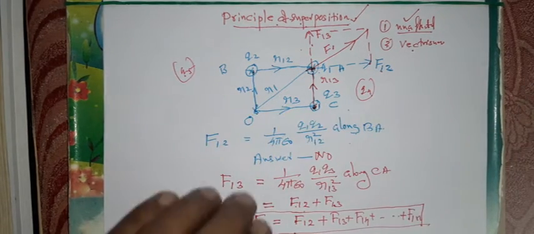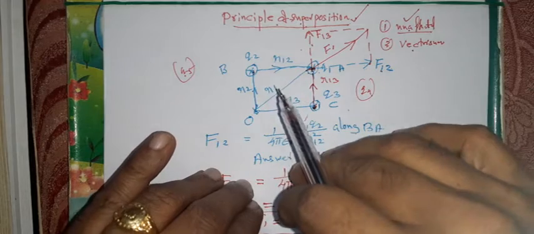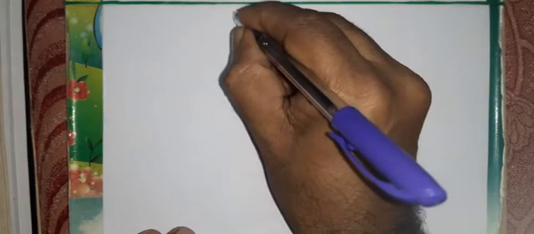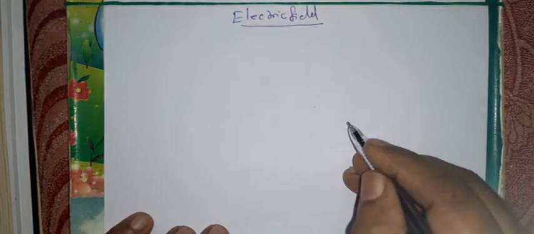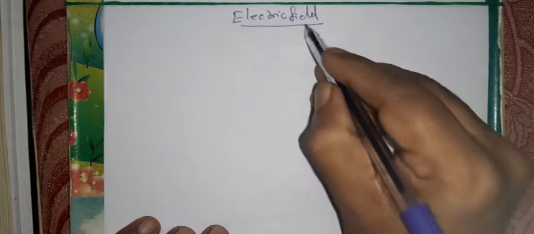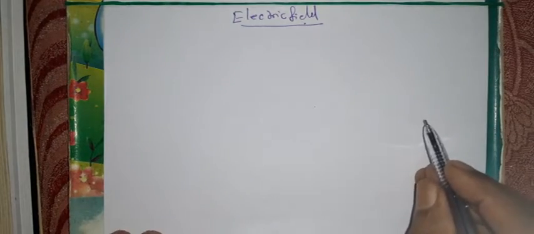Then we can come to the concept of electric field. I think you have studied the gravitational field of the planets and masses in the lower classes. The electric field is also just similar to that. I will give the definition first.